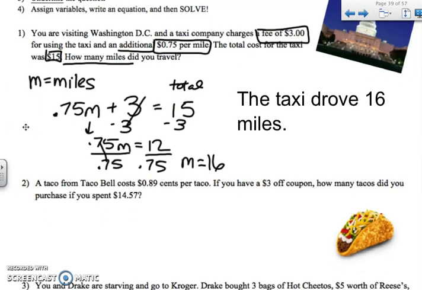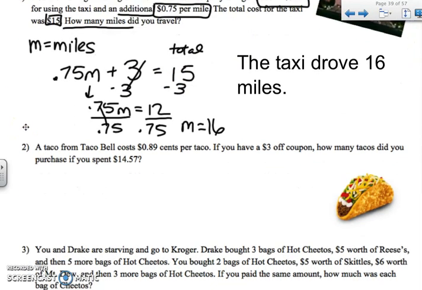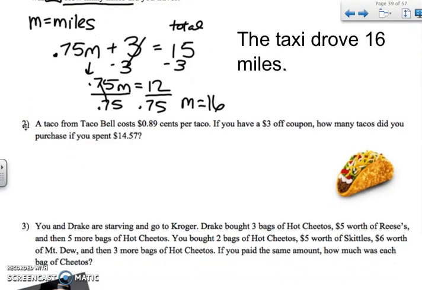All right? So why don't you try number 2 on your own, press pause, and annotate that problem by boxing and underlining, and then write it, and then go ahead and solve it, and then see if you get what I got. So pause right now.